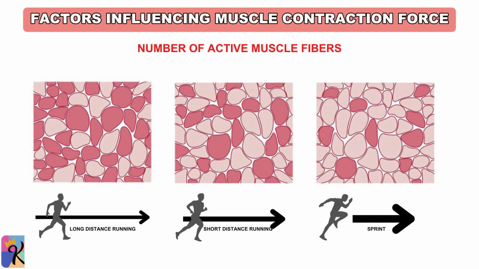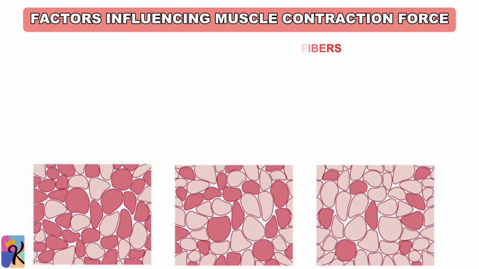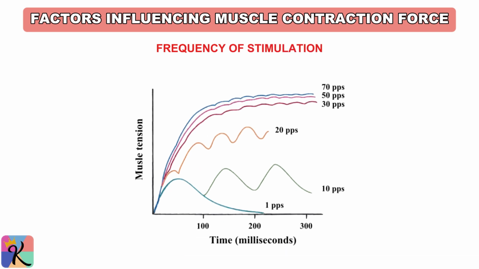The number of active muscle fibers is also crucial. Recruiting more muscle fibers increases the overall force, much like having more people pulling on a rope in a tug of war. The frequency of stimulation affects contraction force as well.